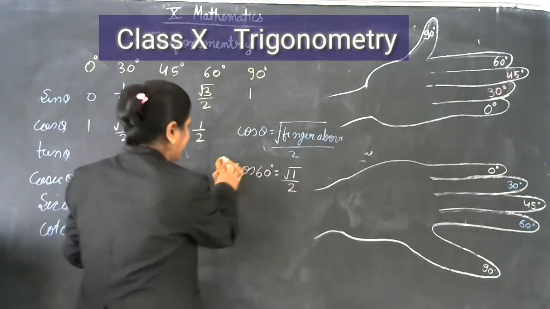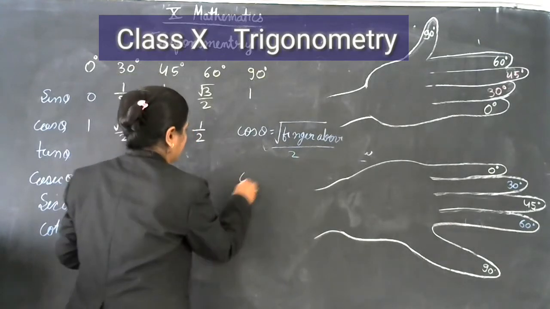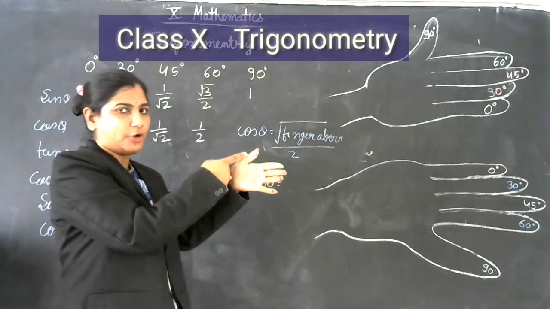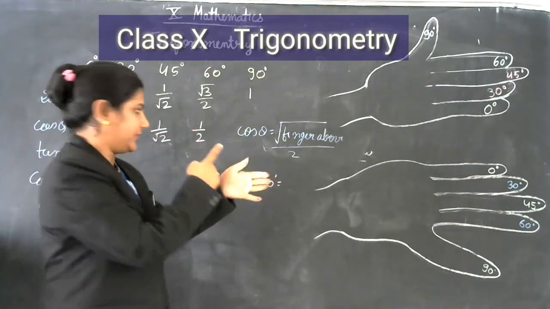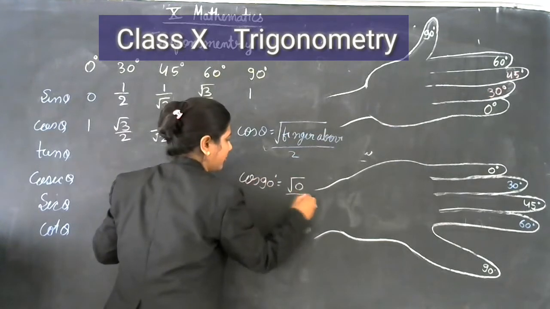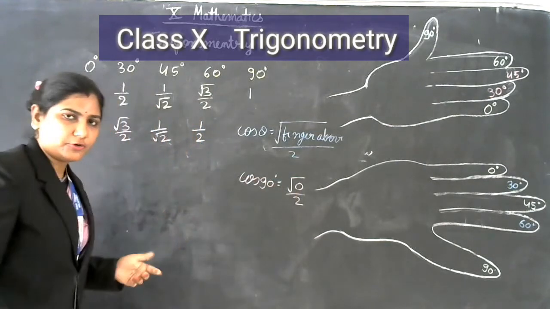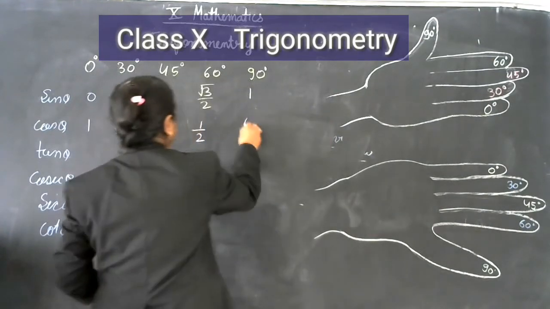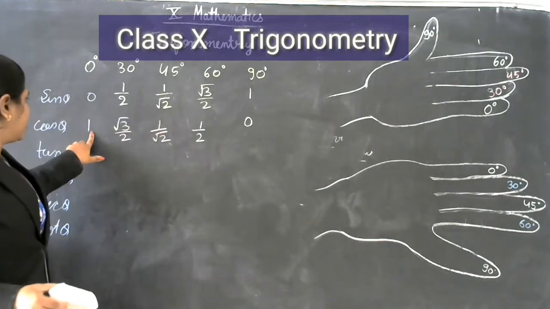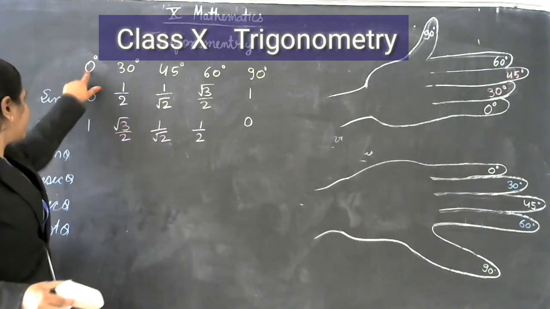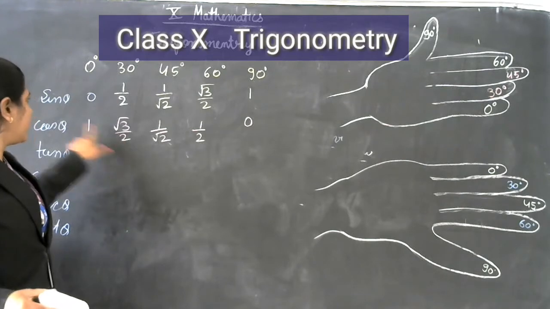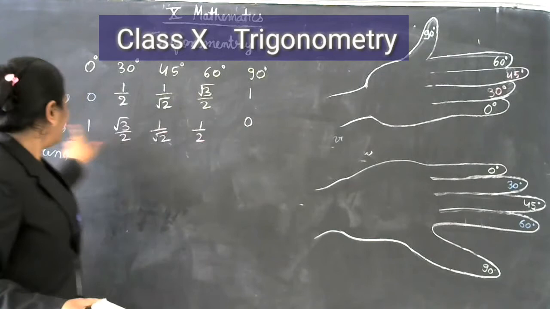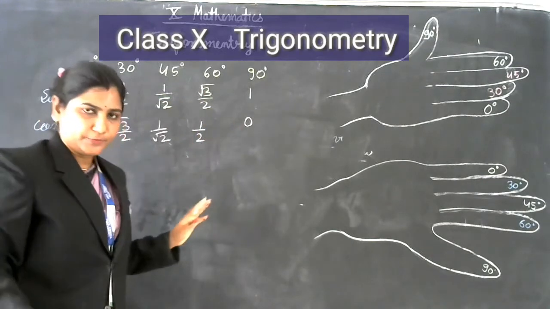And for cos 90 degree, 90 is on the thumb. So how many fingers above this? Nothing, 0. So it is root of 0 upon 2, which equals 0. So cos 90 equals 0. Here cos 0 equals 1, cos 30 equals root 3 by 2, cos 45 equals 1 by root 2, cos 60 equals 1 by 2, and cos 90 equals 0.